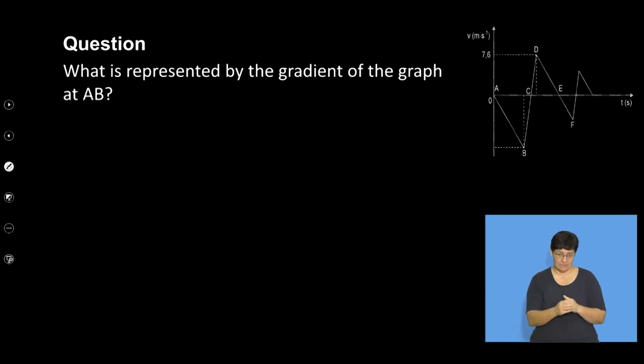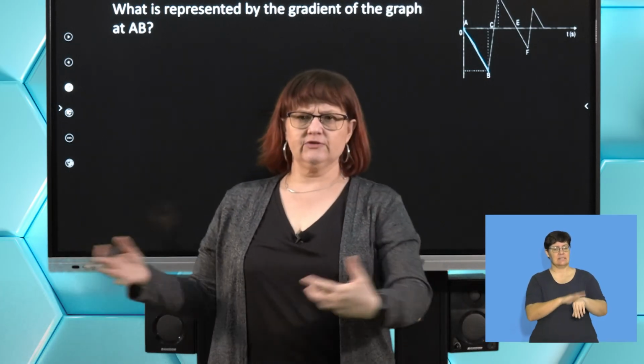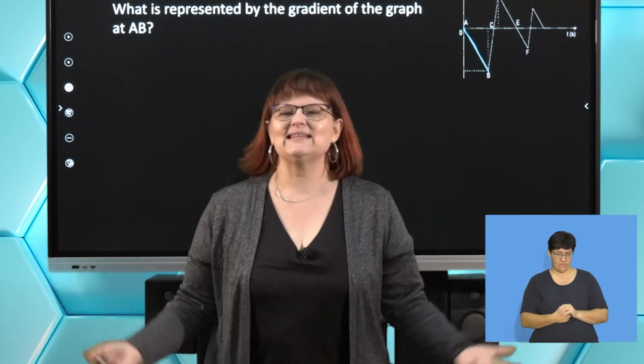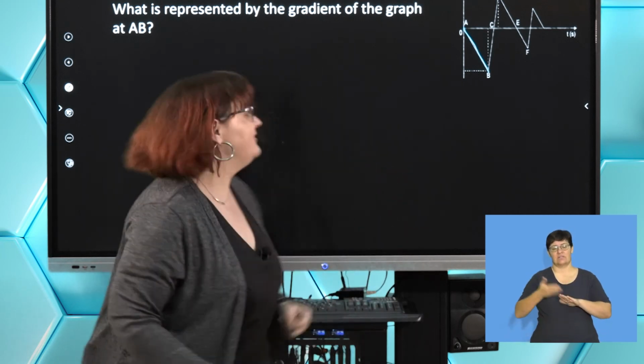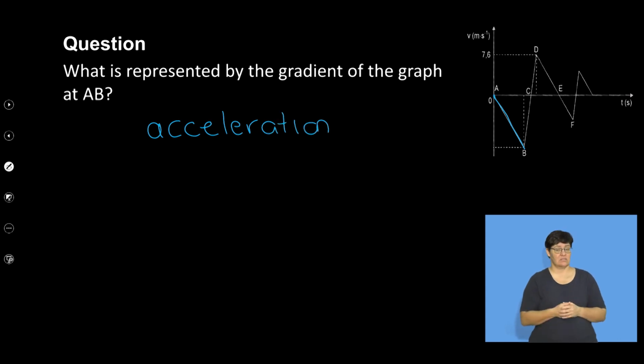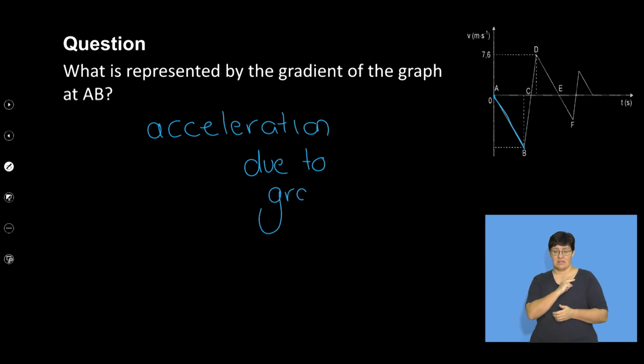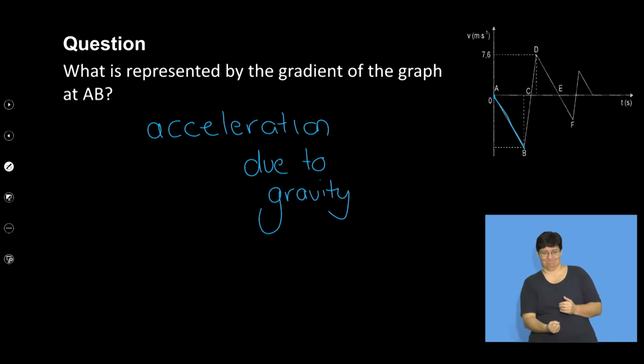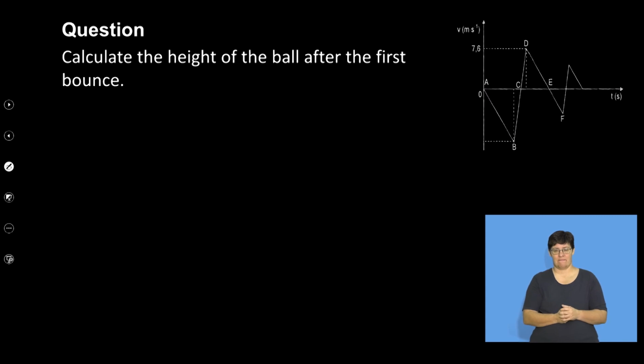What is represented by the gradient of the graph from A to B? Well, it's a velocity time graph. Gradient of a velocity time graph, acceleration. Specifically, acceleration due to gravity. Acceleration due to gravity. Oh, now they want the height.